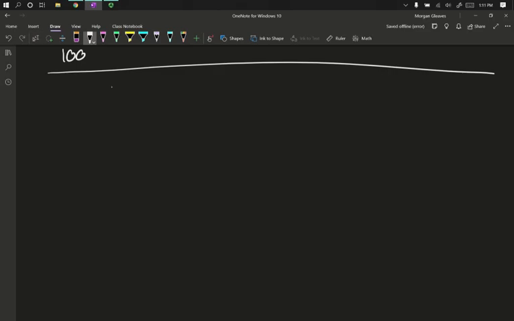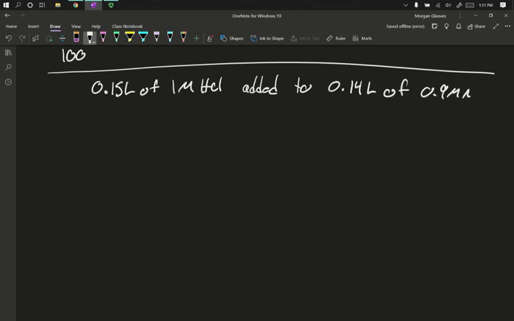So if we have a situation where we had 0.15 liters of 1 molar HCl, and we added 0.14 liters of 0.9 molar sodium hydroxide. So we have a strong acid and a strong base reacting. Well, this is HCl plus NaOH. They're going to form NaCl and water. This is the reaction that will occur when these chemicals react, and we can just treat it like stoichiometry.